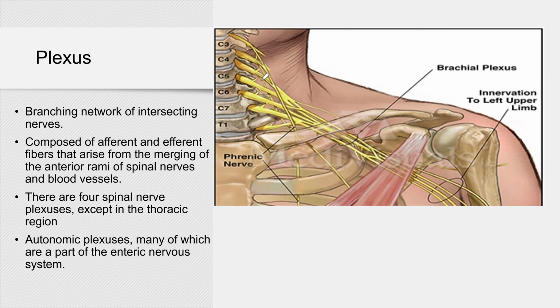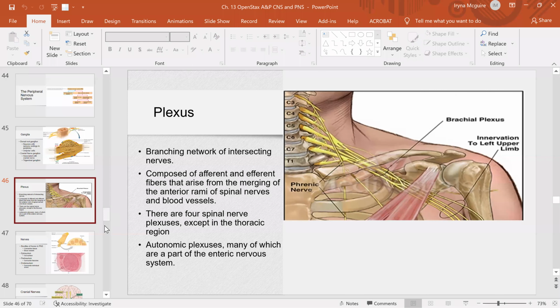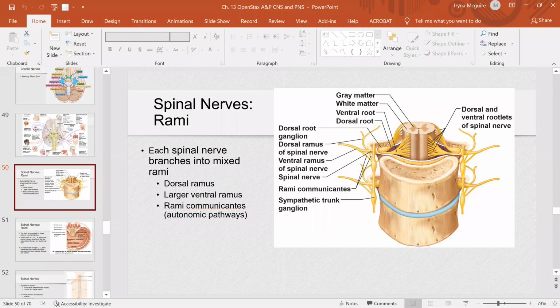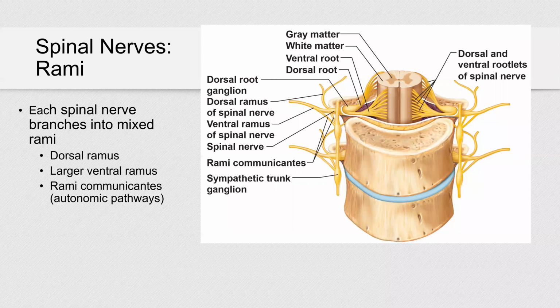And then the anterior rami, those branches, form a branching network of nerve fibers, and this network is called a plexus. Right, so you know what? Let me see if I have the picture right there. Let's get to this picture for a second, just so we understand it better.